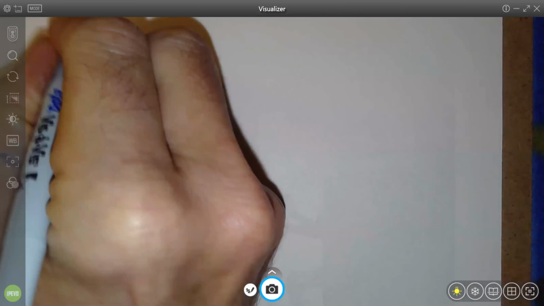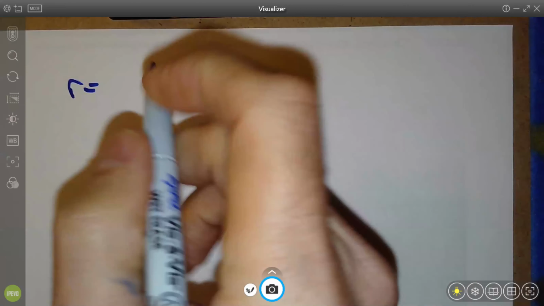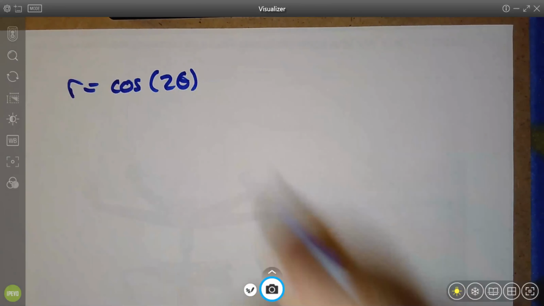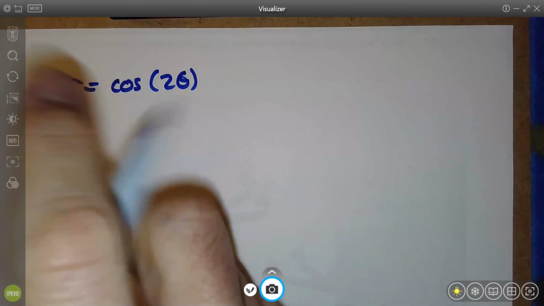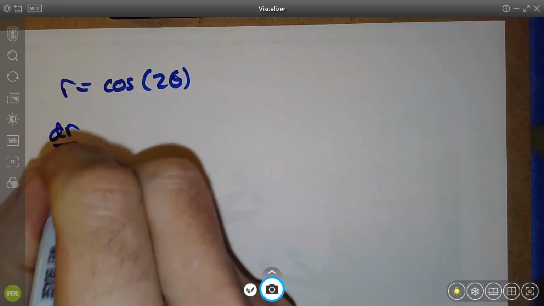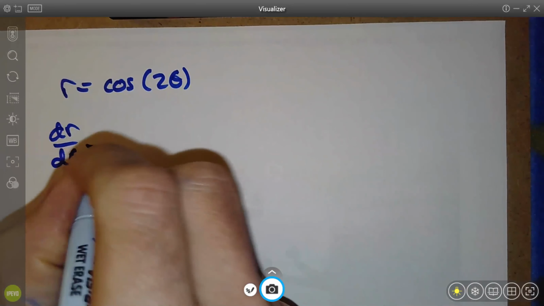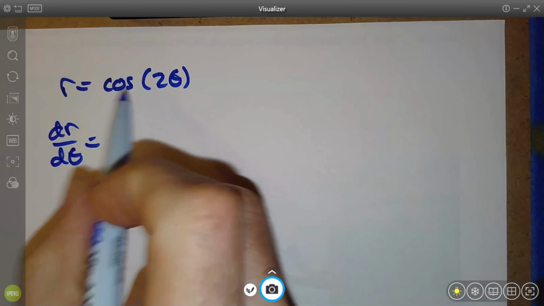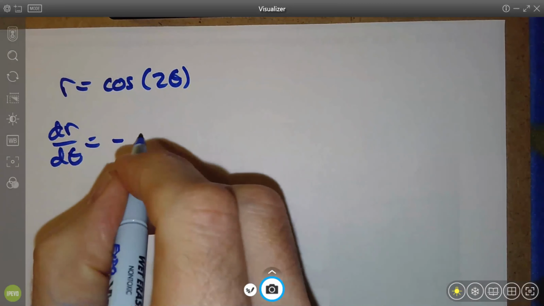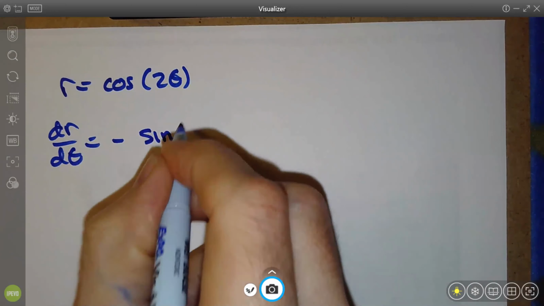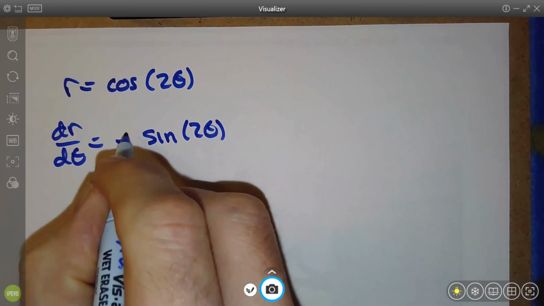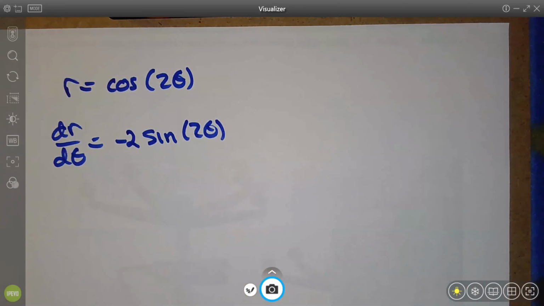So we've got r was cosine of 2 theta. If you notice on the exam, I kind of avoided cosines like this a little bit, simply because when you differentiate them, you need to remember that you get that negative sign. So it's going to be negative sine of 2 theta times the derivative of the inside, which is 2. So there's your dr d theta.